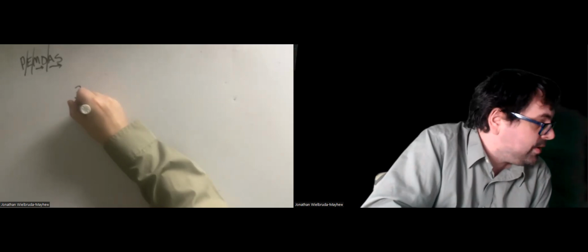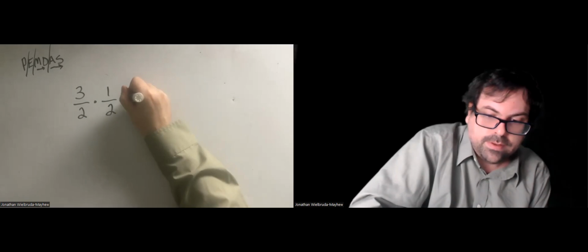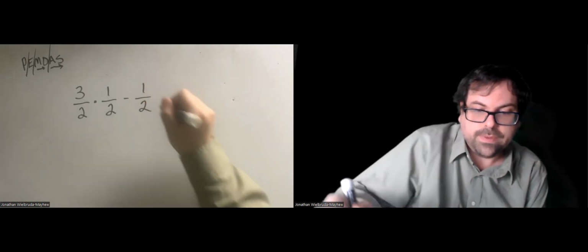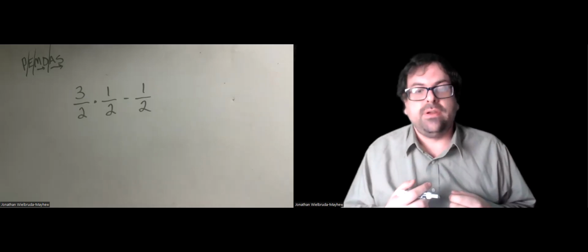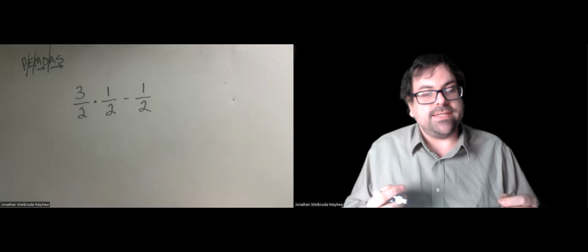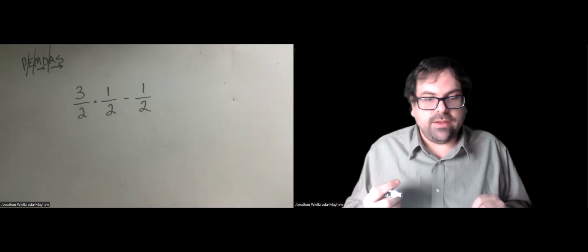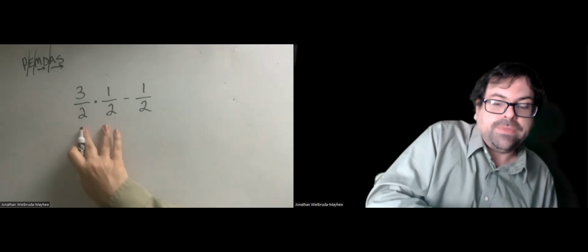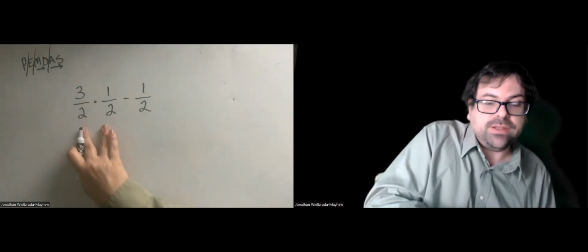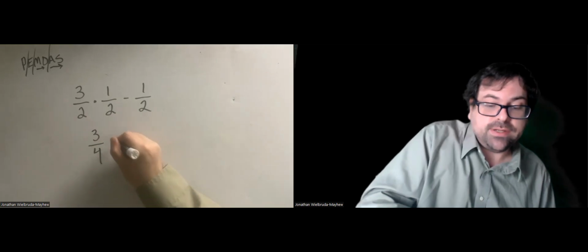Fractions are important. Three halves times 1/2 minus 1/2. Order of operations says parentheses, we have none. Exponents, we have none. Okay, so now let's multiply and divide from left to right as we come to it. This first problem is multiplication. 3 halves times 1/2. That's 3/4.